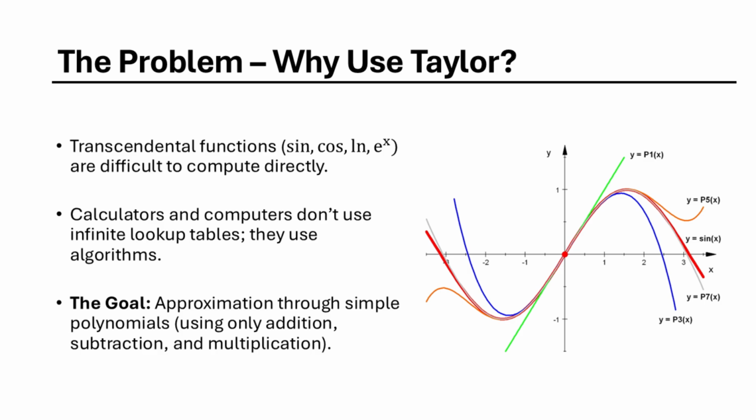It doesn't have an infinite table stored in its memory. Instead, it uses a process to turn these complex curves into simple arithmetic, just addition and multiplication. This is where the Taylor series comes in. Its core objective is simple: to represent any smooth, differentiable function near a specific point as a simple polynomial. By doing this, we can radically simplify the complexity of the world around us.